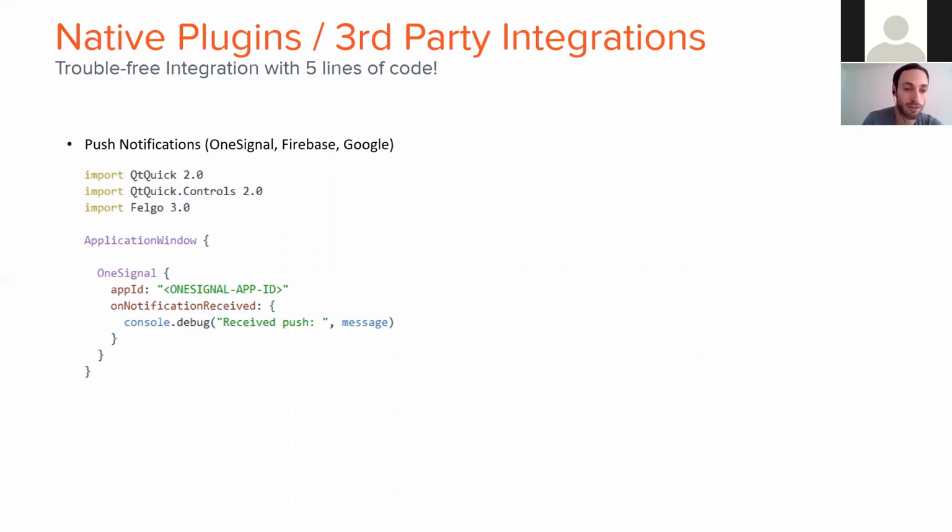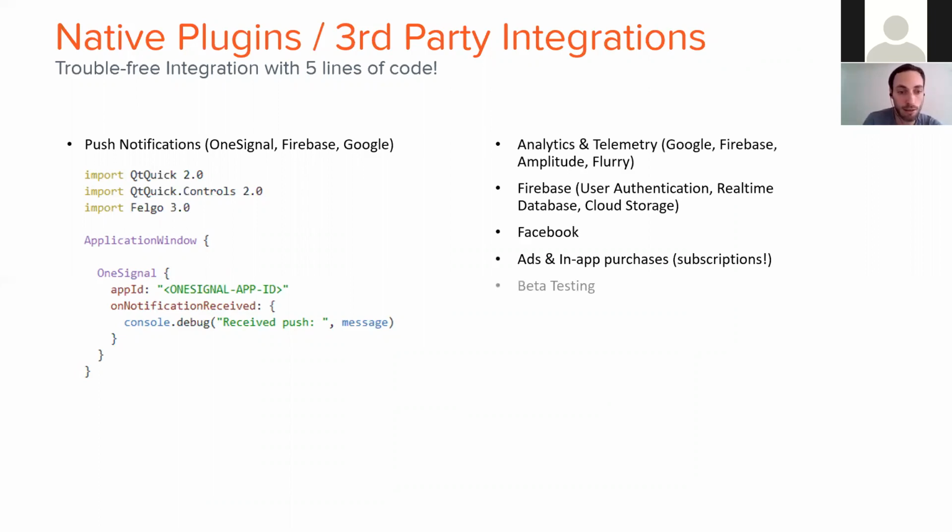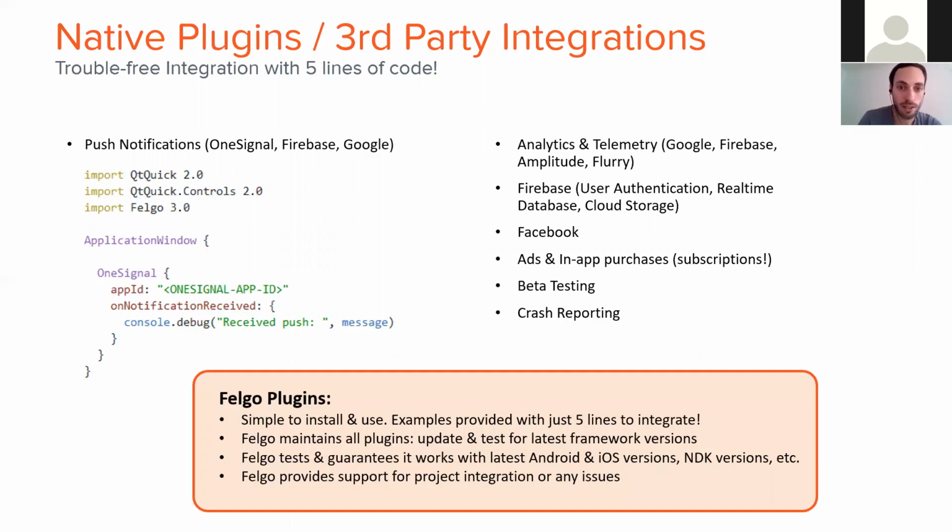It's just 5 lines of code, and then you get native integrations of all kinds of different services, like for example, analytics and telemetry services, Firebase, Facebook, or monetization plugins as well. The key advantage here is that you don't need to worry about the internals of how the iOS, Android, and also desktop integrations and third-party services are handled. We just have a nice and clean QML API.